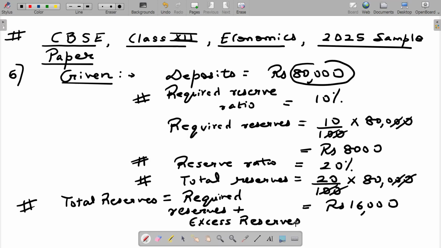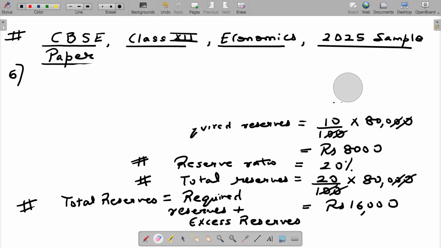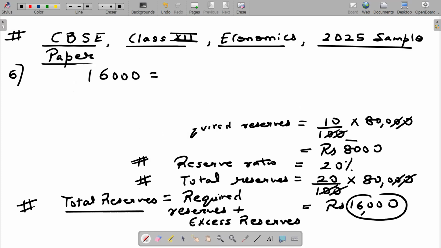Now I need to find excess reserves. Very simple. If I erase this initial portion off, how much is my total reserves? Total reserves are 16,000. How much is my required reserves? 8,000. And I need to find excess reserves.